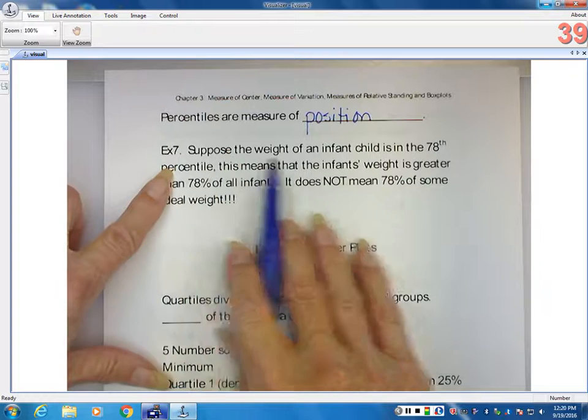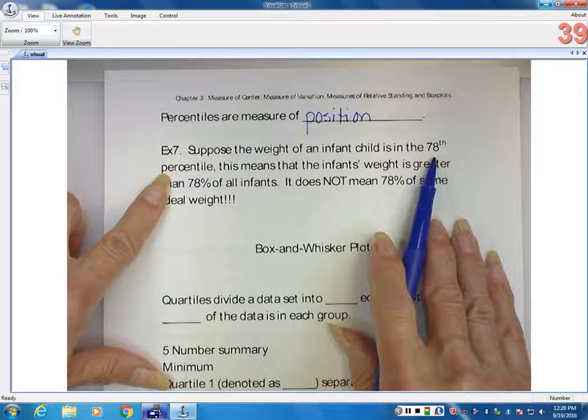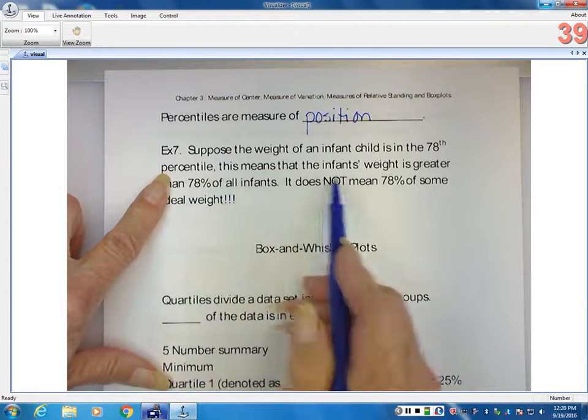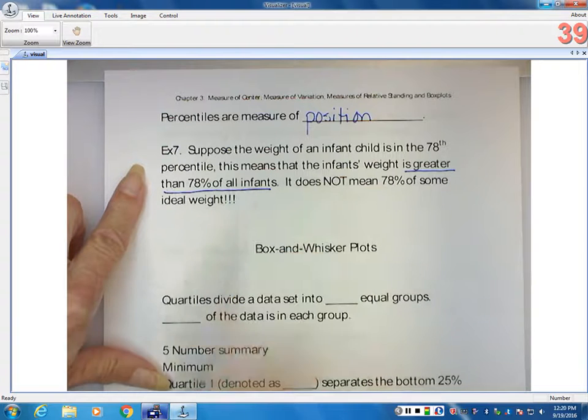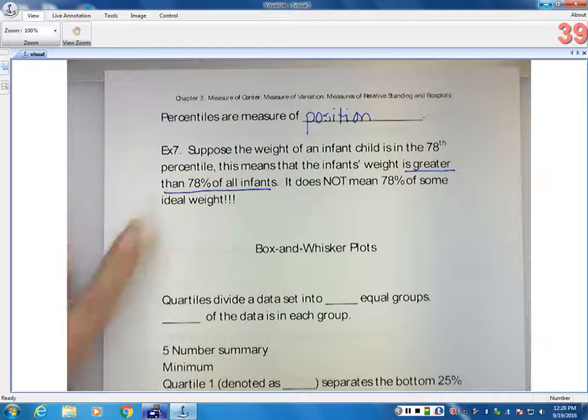So if an infant's weight is in the 78th percentile, that means the infant's weight is greater than 78% of all infants. It is not 78% of some ideal. If you're at the 95th percentile, that doesn't mean you got a 95% on the test. That means you're higher scoring than 95% of the other people that took the test.